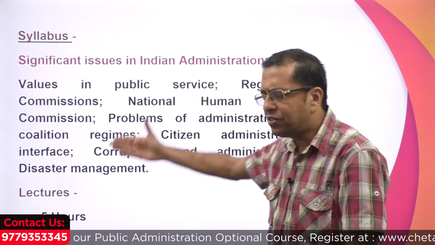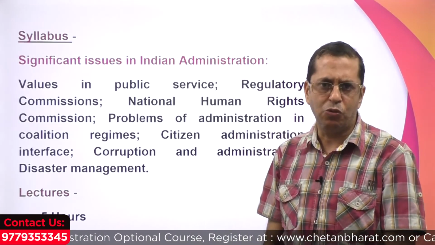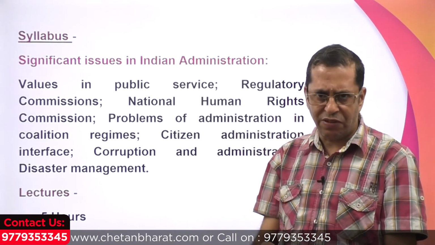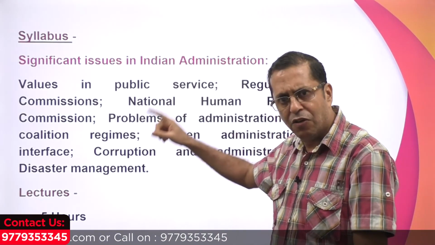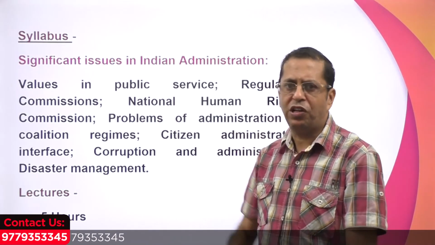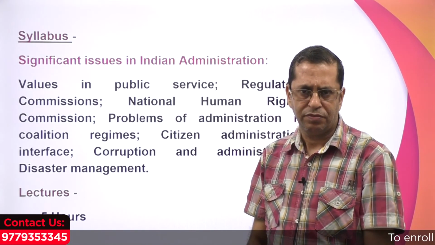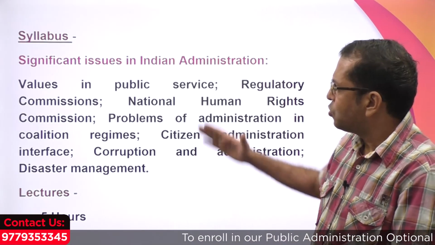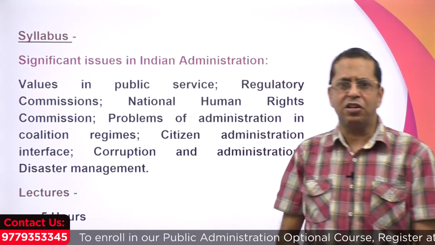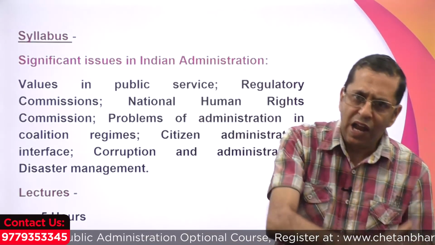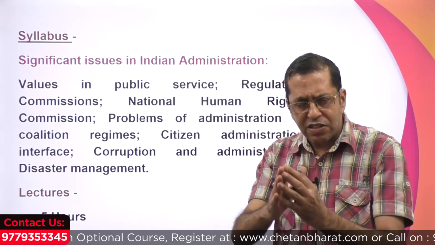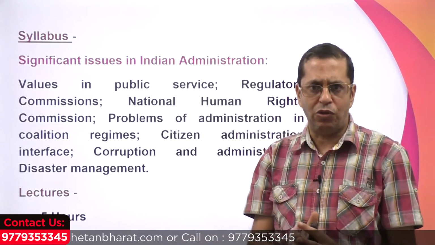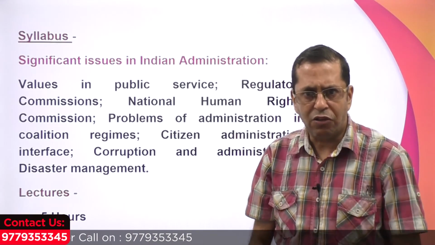This is what the syllabus of public administration paper 2 is: Section A from Unit 1 to 7 and Section B from Unit 8 to Unit 14. So the whole of public administration, both paper 1 and paper 2, is to be discussed in an integrated manner. We cannot visualize them in isolation. Thank you very much.